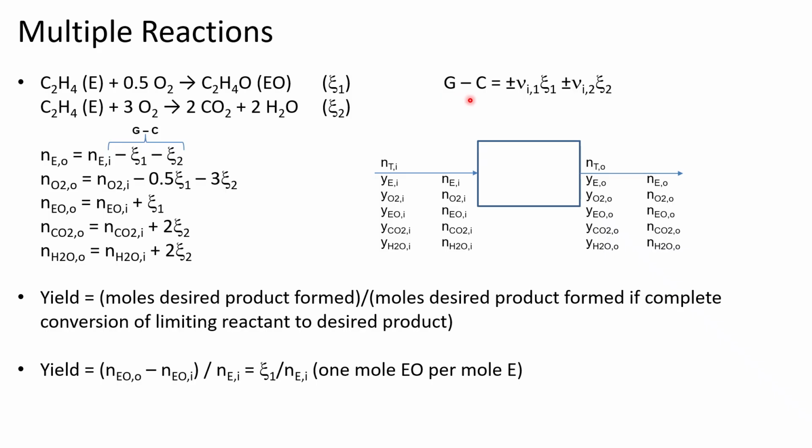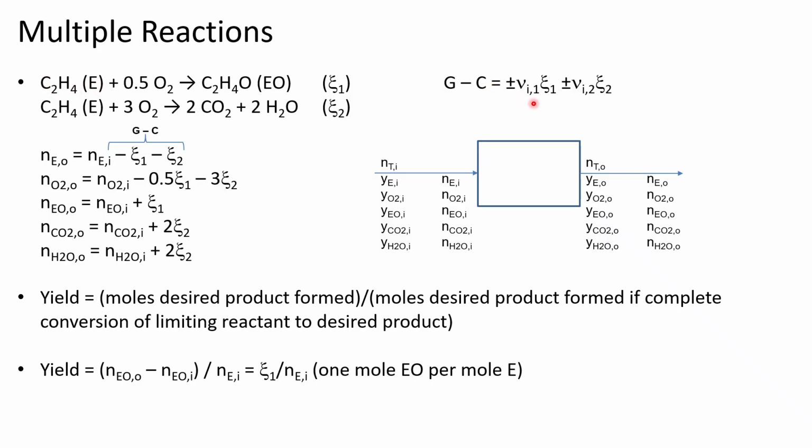To compute the generation minus consumption contribution to the mass balance for any of the species in these reactions, we have to sum up the contribution from each of the reactions. And each of the reactions will use the extent of reaction to do that. For the first reaction, we'll take a plus if the species is a product, a minus if it's a reactant, times the stoichiometric coefficient for that species for the first reaction. That's what this nu I,1 represents. This is the stoichiometric coefficient nu for species I in the first reaction. So if I is E, for instance, in the first reaction here, the stoichiometric coefficient is 1.